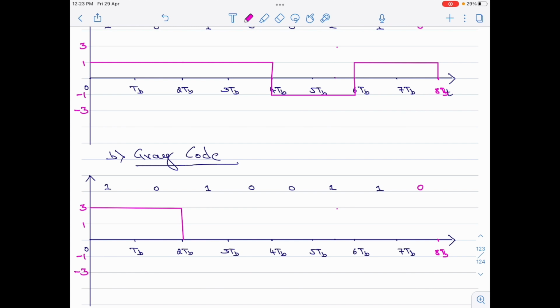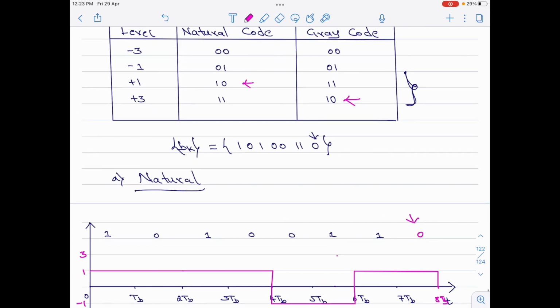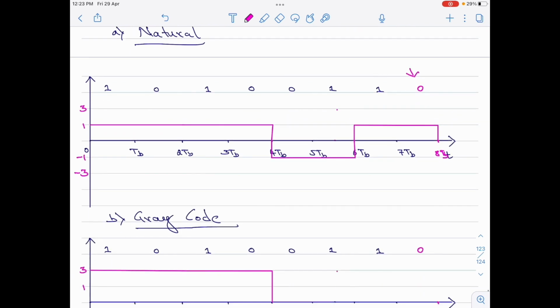The next 2 bits are also 1, 0. So, I extend the same waveform for the next 2 bit durations as well. And now I will remove this line from the 2 TB point. The next 2 bits are 0, 1. Go back to the table. 0, 1 is represented with an amplitude level of -1.